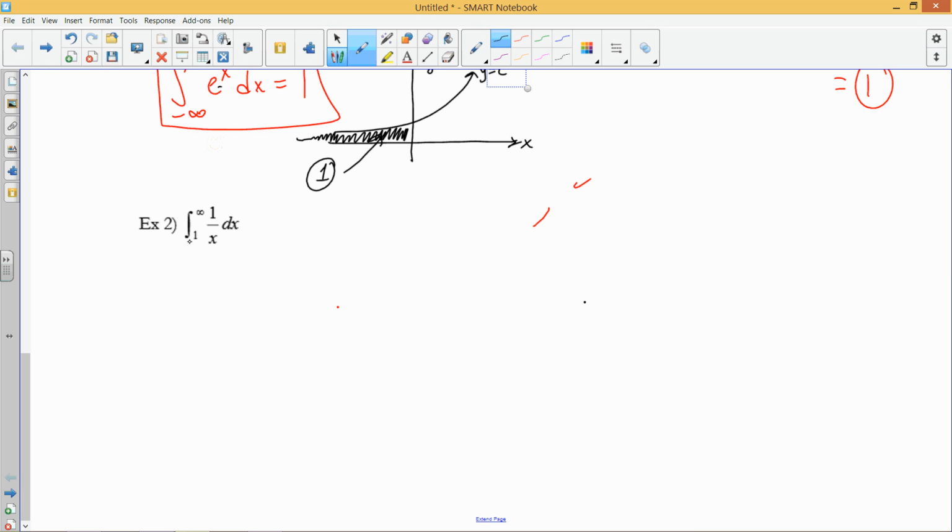So let's do the integral from 1 to infinity of 1 over x dx. This time I'm going to draw the graph first. So here's 1 over x.